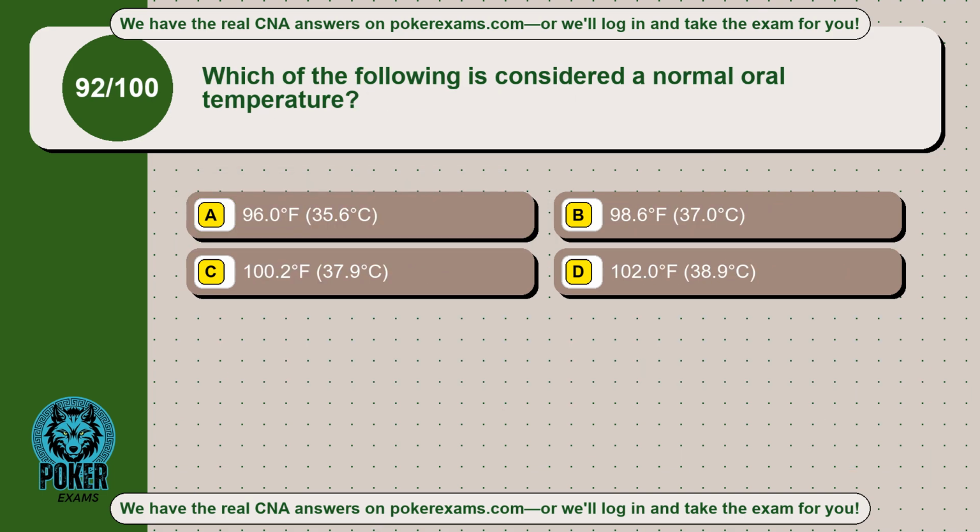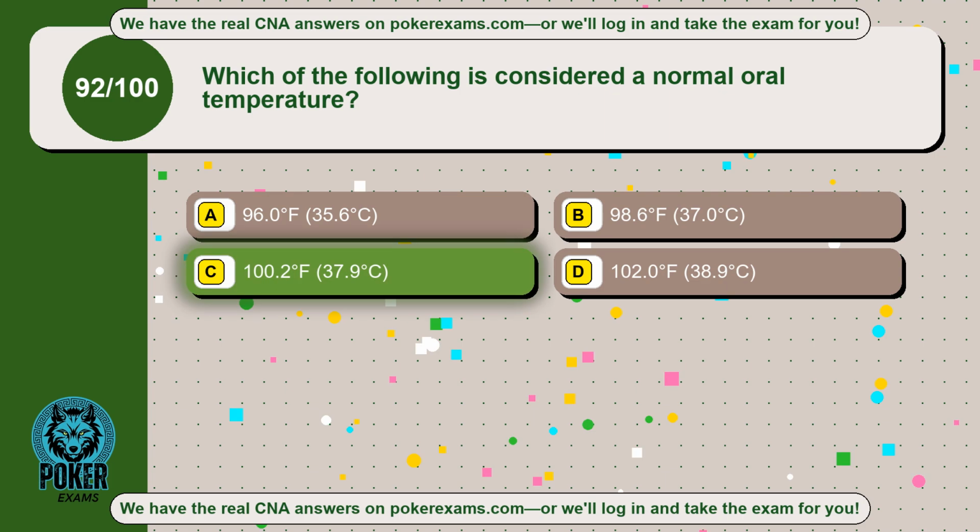Question 92. Which of the following is considered a normal oral temperature? Option A, 96.0 degrees Fahrenheit, 35.6 degrees Celsius. Option B, 98.6 degrees Fahrenheit, 37.0 degrees Celsius. Option C, 100.2 degrees Fahrenheit, 37.9 degrees Celsius. Option D, 102.0 degrees Fahrenheit, 38.9 degrees Celsius.